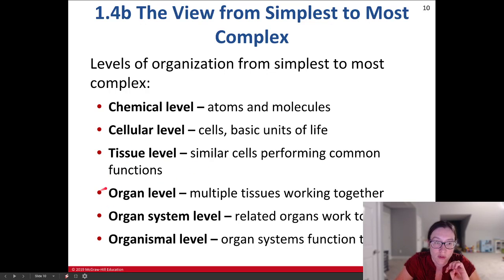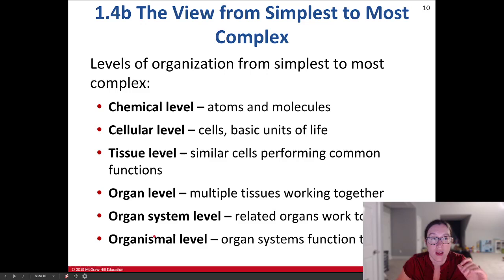And so after chapter 5, we're going to be moving on to talking about organs and organ systems. An organ is multiple tissue types working together. Then we have multiple organs that work together to perform a common function, and that's the organ system level. For example, the cardiovascular system, where we have the heart and the blood vessels working together, or the digestive system, where we have the stomach and the intestines and the liver and the pancreas working together. And then finally, we have the organismal level.